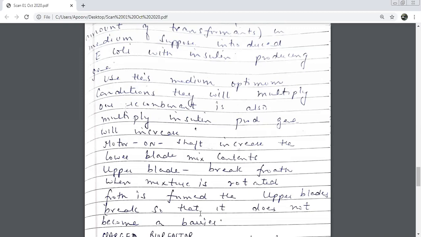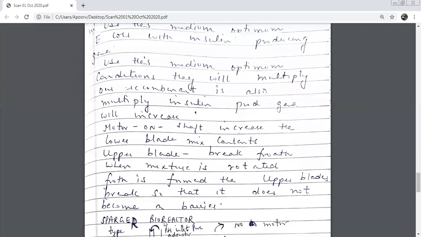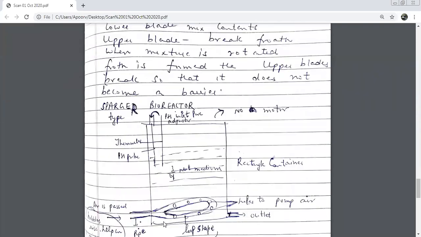After a certain amount of time, this froth has to be broken down. इस झाग को भी break करना है back to liquid. Who's going to do this? The upper blades. Lower blades will mix the contents. Because of mixing, froth will be formed. So when your mixture is rotated, what is formed is froth. The upper blades will break the froth so that it does not become a barrier.